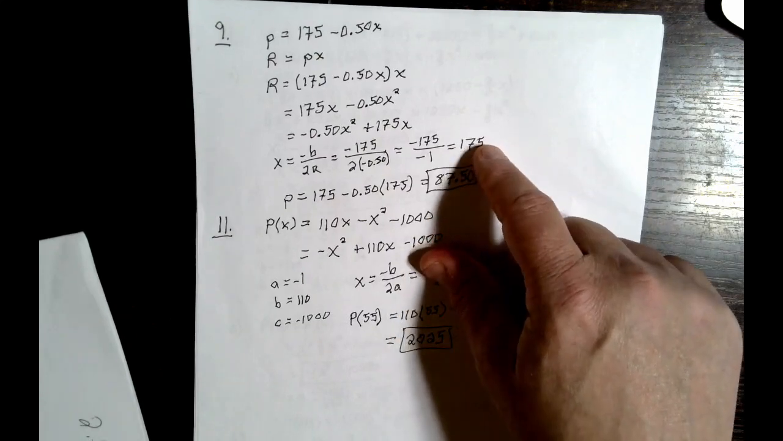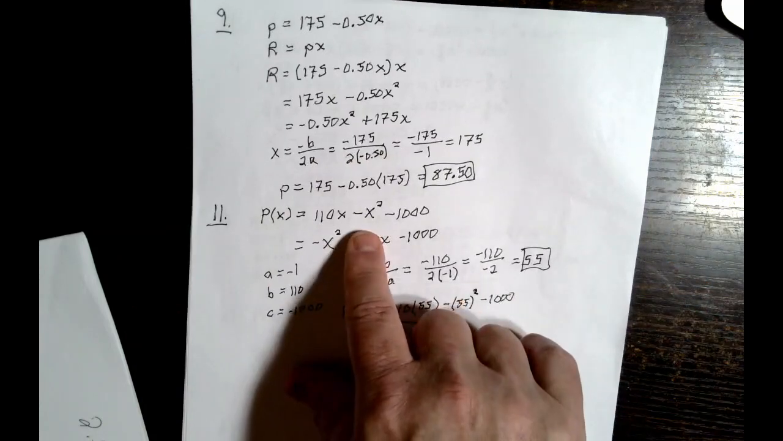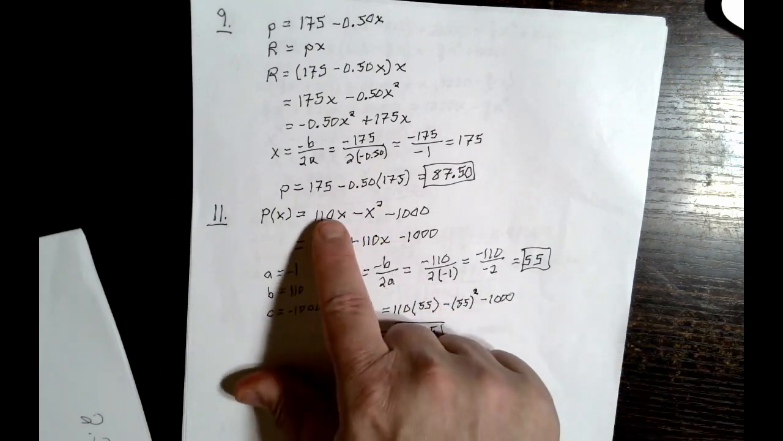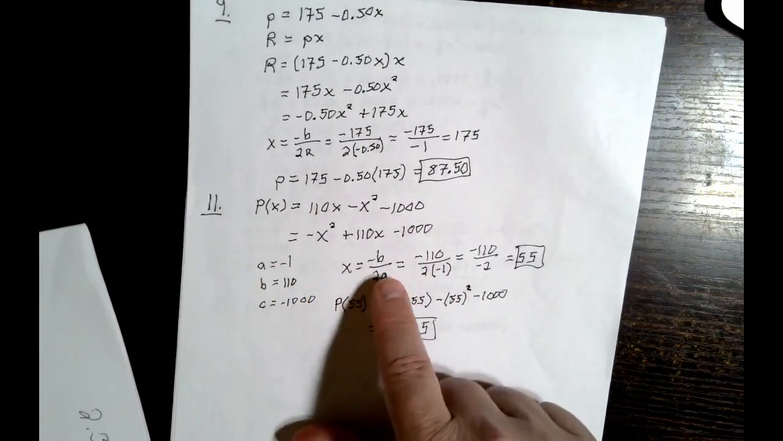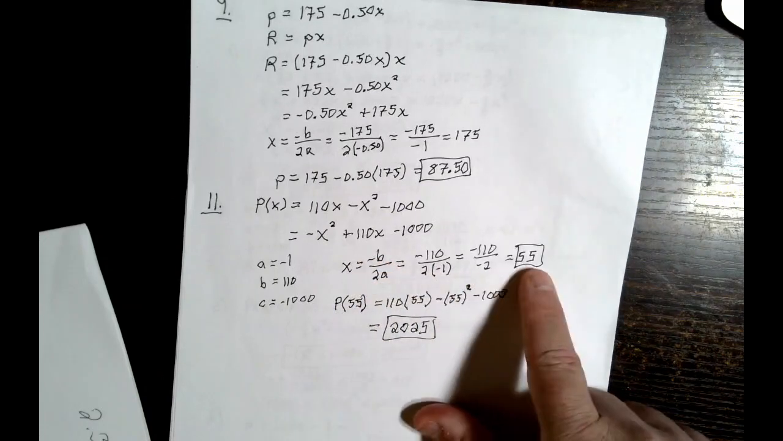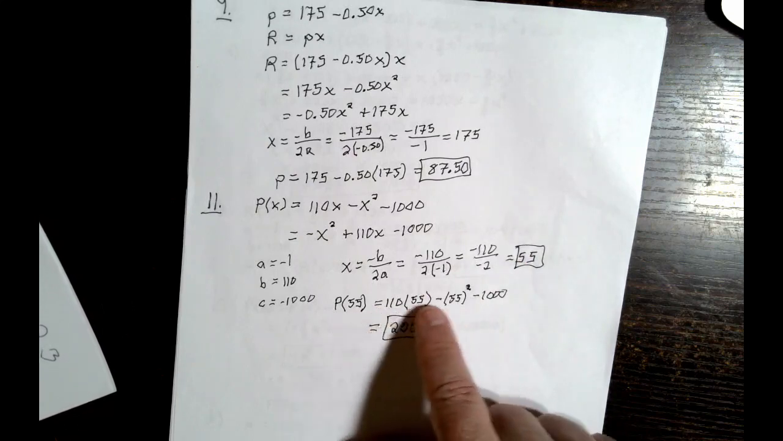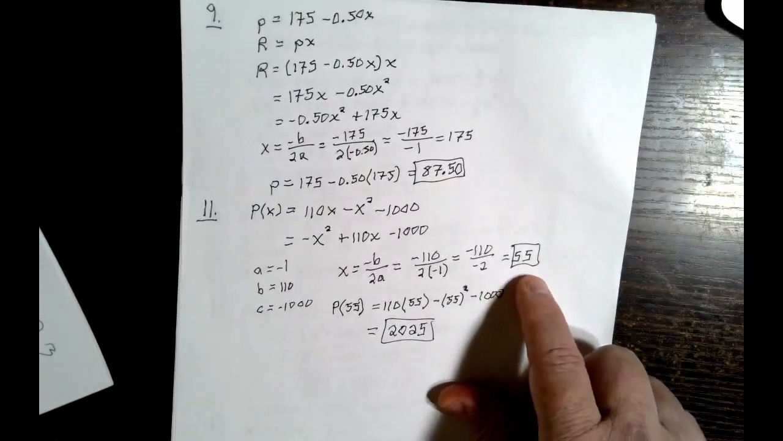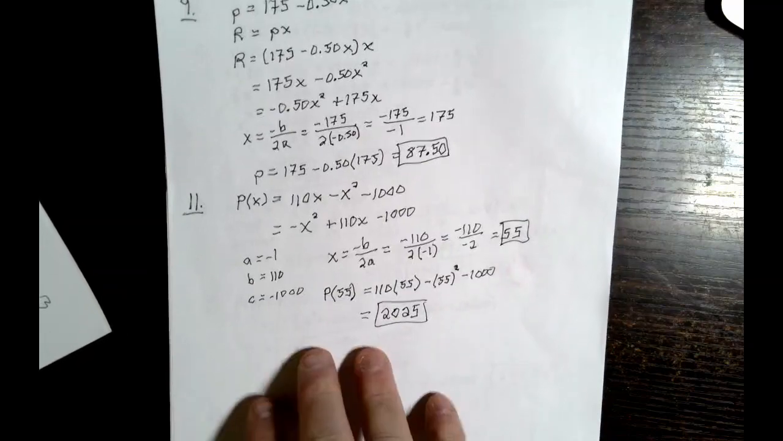Okay. Number 11, profit from a certain commodity is given. Find a level of production that yields the maximum profit and find that maximum profit. They're talking about vertex here. So write this in descending order. You know what your A and your B and your C are. Plug them into negative B over 2A. And you get 55. Then go back and plug these into the original function, and you get 2025. So the number of units to produce a maximum profit is 55. The maximum profit is actually 2025.